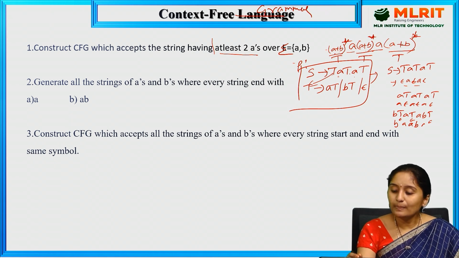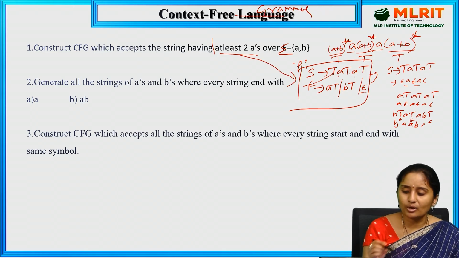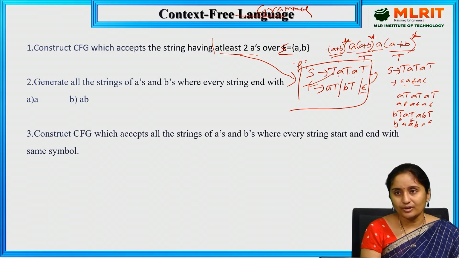Here I have replaced (A plus B) star with capital T, and I can replace it with AT or BT, or if it is, let us assume, zero occurrence, then it is epsilon. So this is the context-free grammar for the given question.